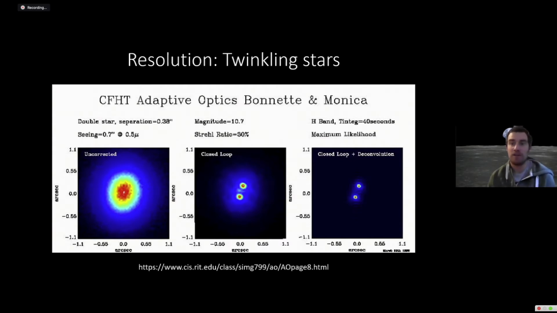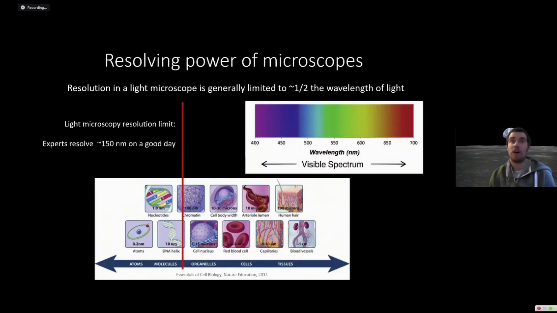But if we want to resolve whether a star is a single star or a binary star or a galaxy or some other phenomenon, we can correct for the aberration in the atmosphere, and so we can increase our resolution. So that resolution is the idea you can see the two spots instead of just seeing one blob. And the idea of resolving power in microscopes.